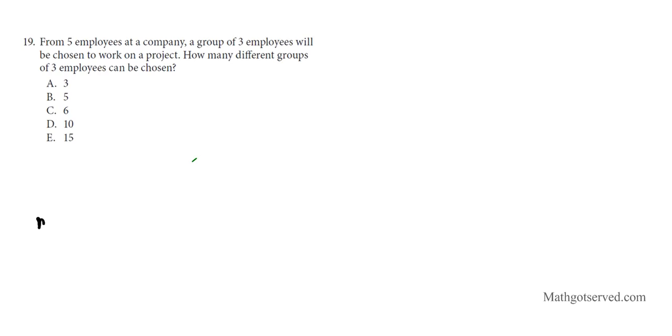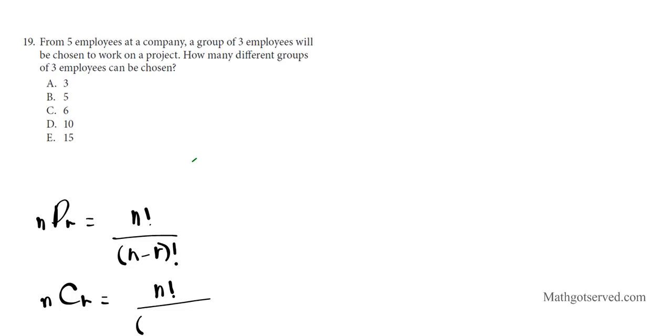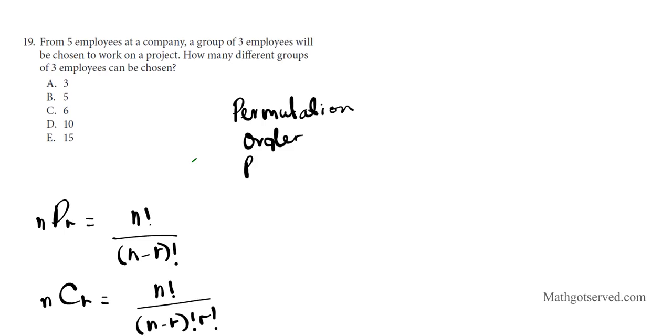Okay, let's write out the formulas again. nPr, we talked about this earlier, is n factorial over n minus r factorial. And then nCr is n factorial over n minus r factorial times r factorial. So which one are we going to use? Remember I told you permutation has to do with order, placing or arrangement. So out of these 3 people that have been selected, are they going to be ordered in any particular way or fashion? No, there isn't any order in here.